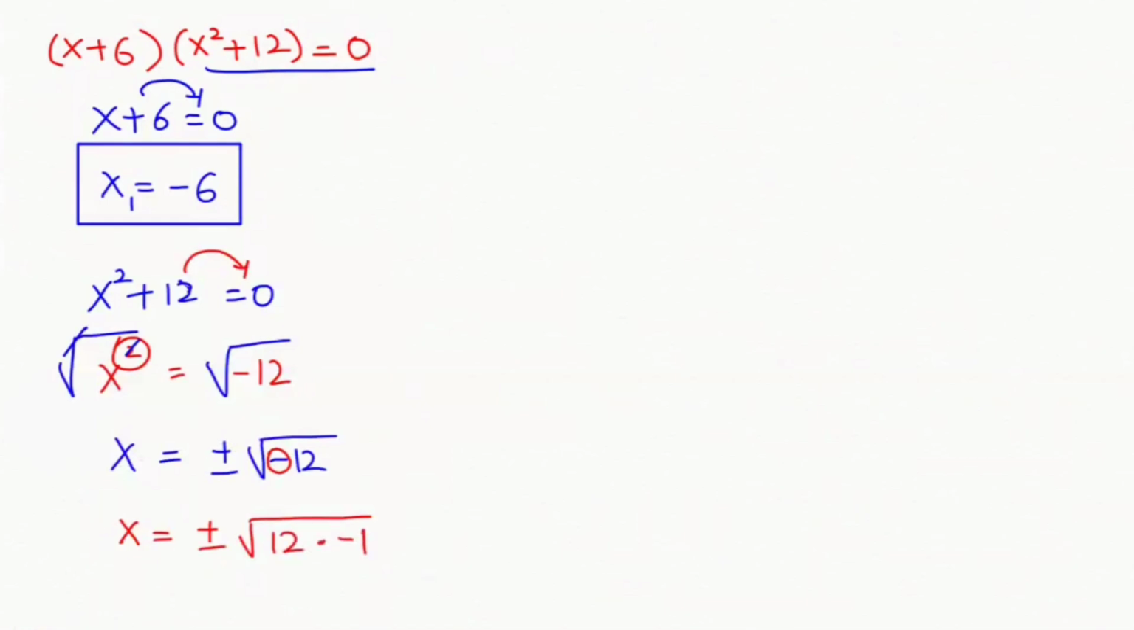Here I am going to apply the radical rule, that is the nth root of a times b can be written as the nth root of a times the nth root of b.